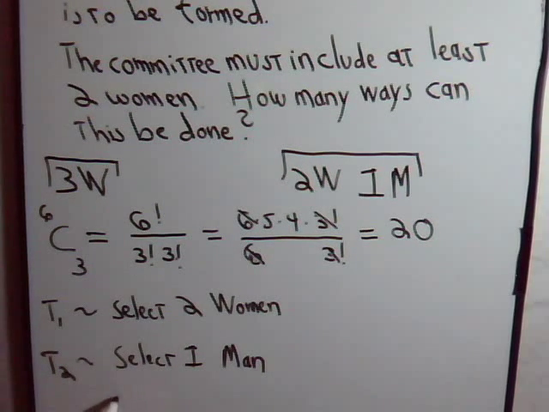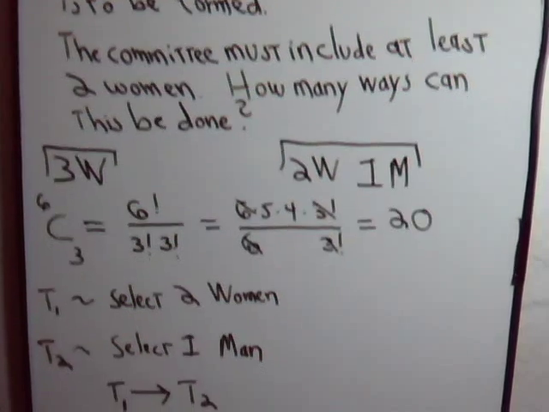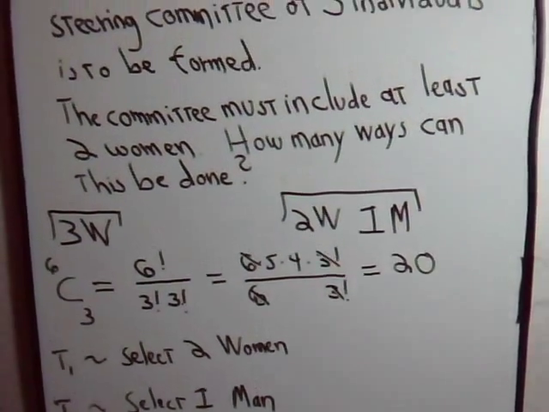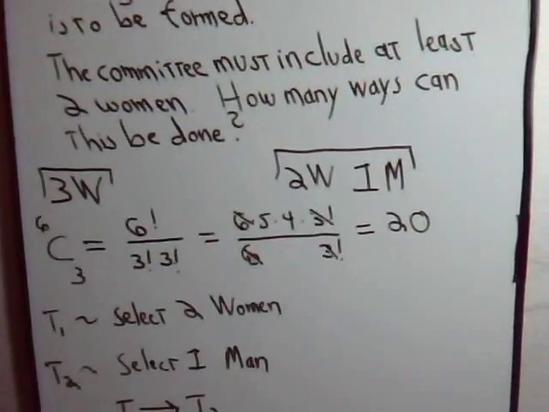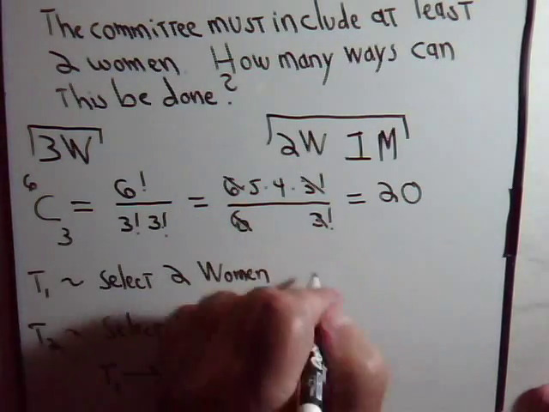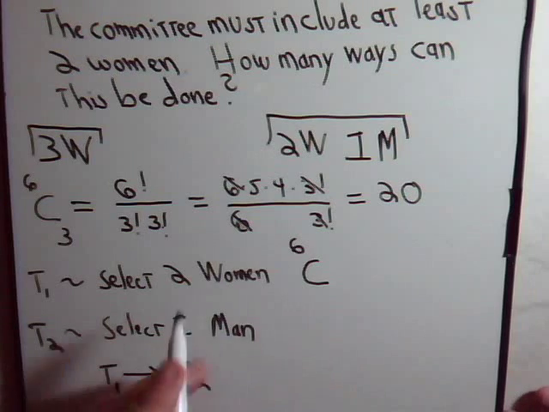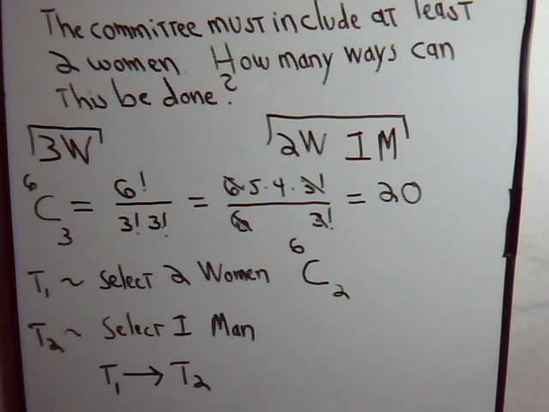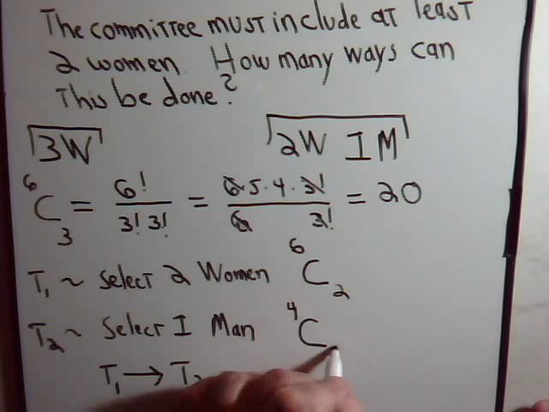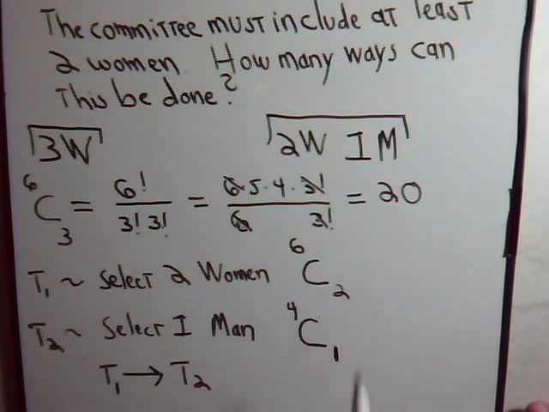Then we consider, to get the entire group, we perform task T1, then task T2. The number of ways we can do that is the number of ways that we can perform task T1 times the number of ways that we can perform task T2. Okay, T1 is to select 2 women from 6 women. So the number of ways that we can do that is just C, 6 women, we're going to select 2 of them. The order doesn't matter. Here we're going to select 1 man from 4. The order doesn't matter.